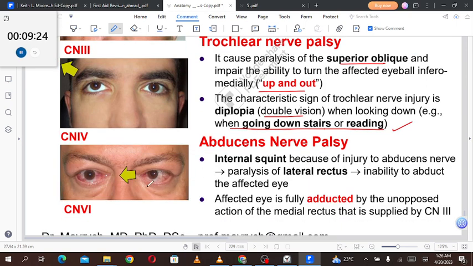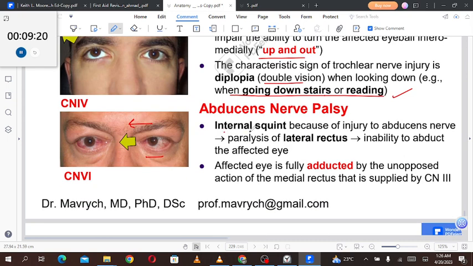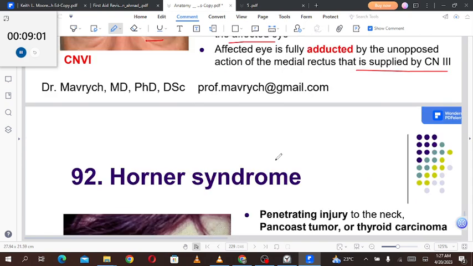Abducens nerve injury: in this eye, the eye is fixed on the medial side. Internal squint means that the eye is fixed on the internal edge because of injury to the abducens nerve, which leads to paralysis of the lateral rectus and inability to abduct the affected eye. The affected eye is fully adducted, due to the unopposed action of the medial rectus, which is supplied by cranial nerve 3.